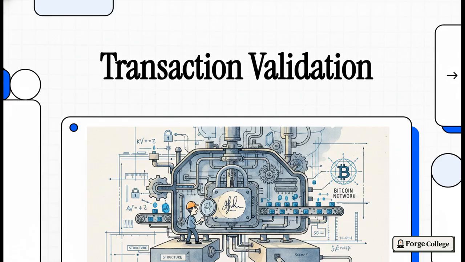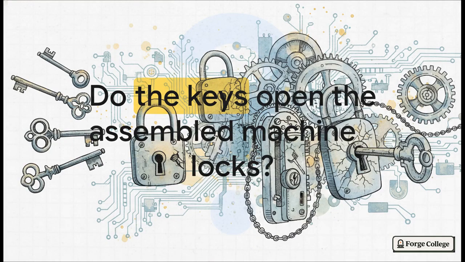We've got this newly assembled transaction machine sitting right in front of us, built with structure, scripts, and those cryptographic signatures we just learned about. Now, our job is to rigorously test the whole thing end to end and make sure it actually runs before it gets anywhere near the live Bitcoin network. So the big question is, do the keys actually open the locks inside the assembled machine?